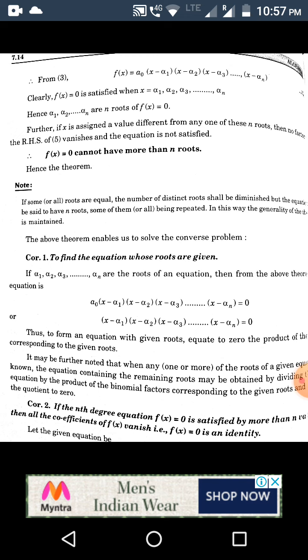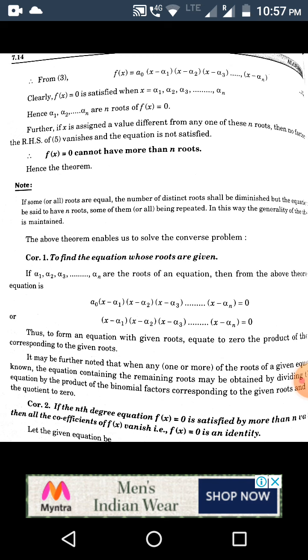So the first part of the theorem is proved. In the first part we had to prove that the equation f(x) equal to 0 of degree n has n roots. Now the next part is where we have to prove it has no other root. Why is there no other root? Because if we substitute any value other than alpha 1, alpha 2, alpha 3, up to alpha n in equation number 5, f(x) cannot be equal to 0. Any value other than alpha 1, alpha 2, up to alpha n does not satisfy f(x) equal to 0.